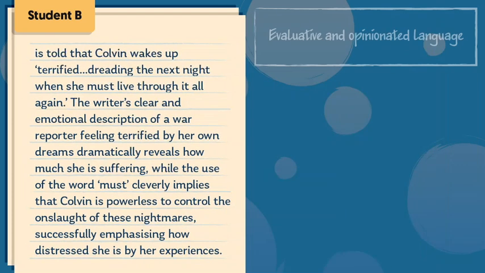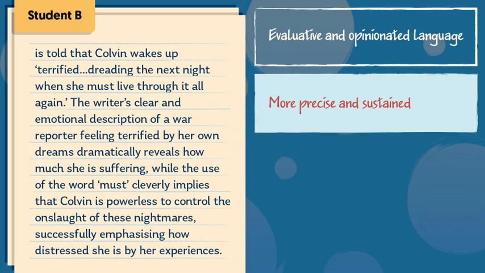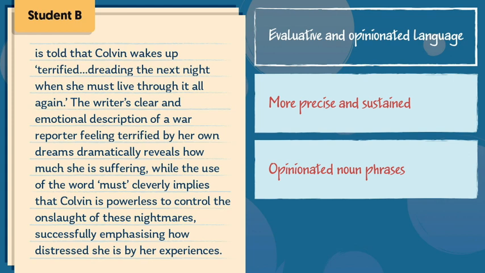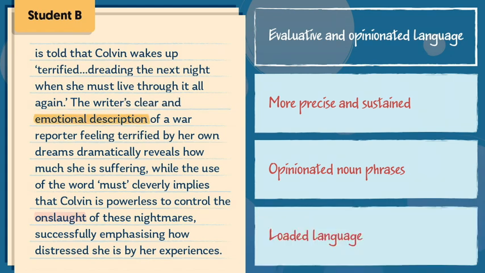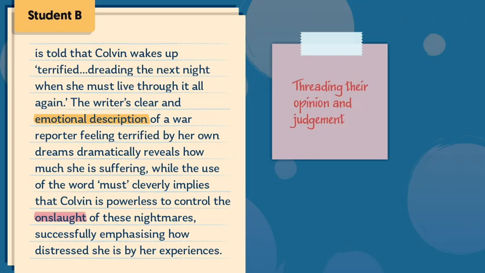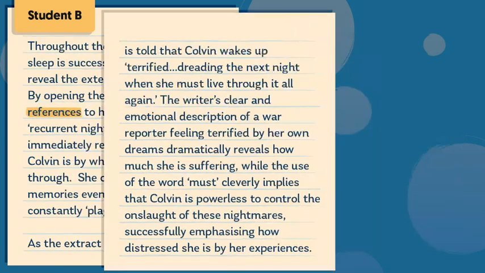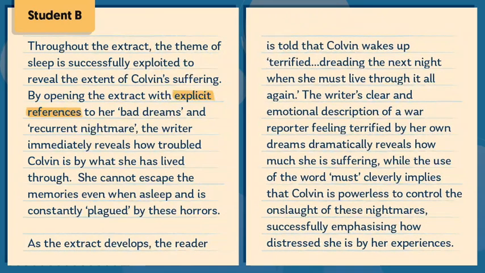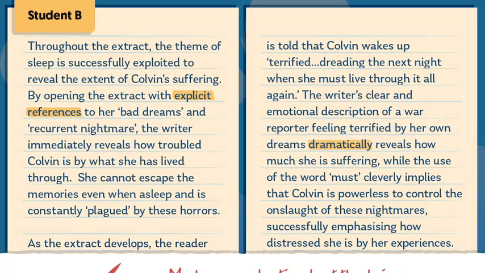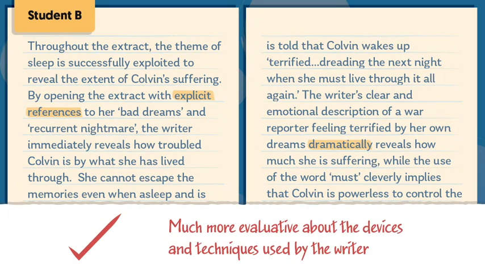Like student A, this response uses a range of evaluative and opinionated language, but the language is much more precise and sustained throughout the answer. For example, by using opinionated noun phrases such as "emotional description" and loaded language such as "onslaught", the student is threading their opinion and judgment throughout the response, maintaining a consistently critical and evaluative tone. By talking about explicit references and things being dramatically revealed to the reader, this student is being much more evaluative than student A about the devices and techniques used by the writer.